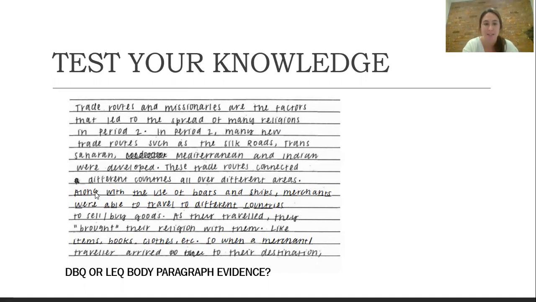Very specific evidence. Along with the use of boats and ships, merchants were able to travel to different countries to sell and buy goods. As they traveled, they brought their religion with them, like items, books, clothes, etc. So when a merchant traveler arrived to their destination, they were able to spread that religion. So that's that specific piece of evidence that shows how that religion was spread to these other cultures through trade. That would be an LEQ because it is not referencing specific sources.